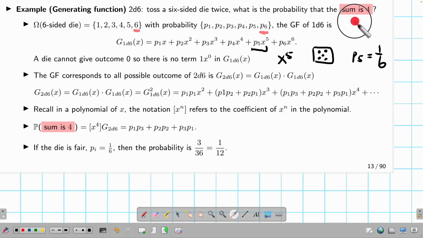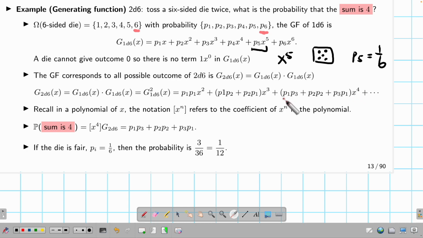We want the sum to be 4, so we want the coefficient of x^4 of this thing. It will be these three terms: first die gives 1, second die gives 3; first die gives 2, second die gives 2; first die gives 3, second die gives 1. These are all the possible outcomes for two dice such that their sum is 4.